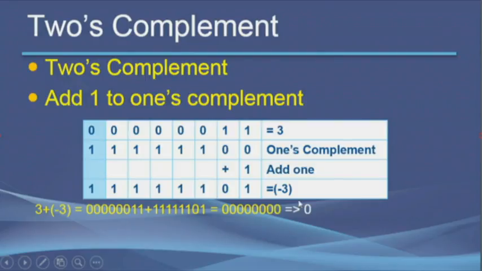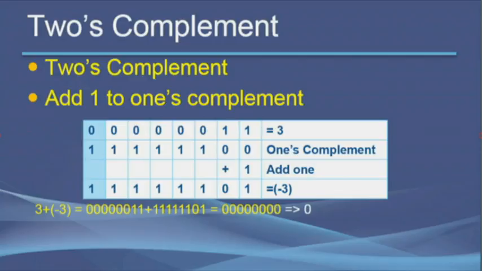So you can see this is the minus 3. This is the 1's complement. When you add 1, you get 0 and the others remaining 1s. So if we sum these two numbers, 3 and negative 3, you will end up with all zeros, which is 0. So as you can see, the 2's complement solves the problem of representing negative numbers.